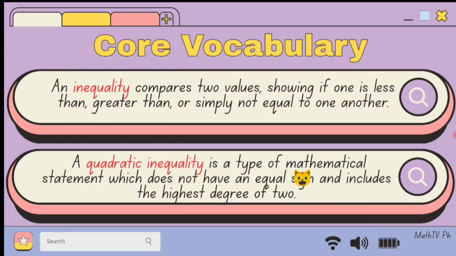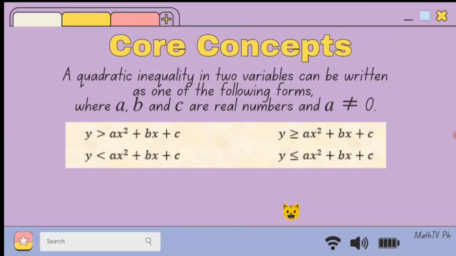It is a type of mathematical statement which does not have an equal sign and includes the highest degree of 2. So, ibig sabihin niyan, ang highest degree ng inequality ay 2. Moreover, a quadratic inequality in two variables naman can be written as one of the following forms, where a, b, and c are real numbers and a is not equal to 0. Yung highest degree dapat natin ay hindi pwedeng maging 0. Kasi kapag 0 yung a natin, magiging linear inequality na lang siya. Okay, so that is very important.